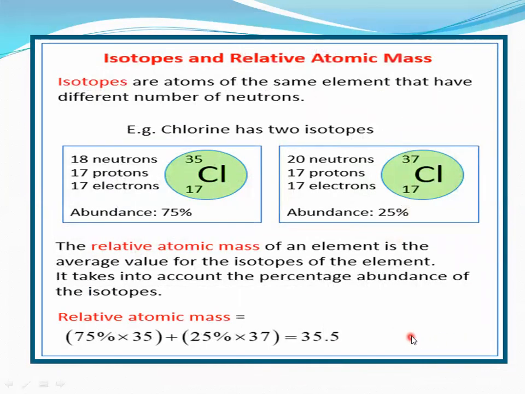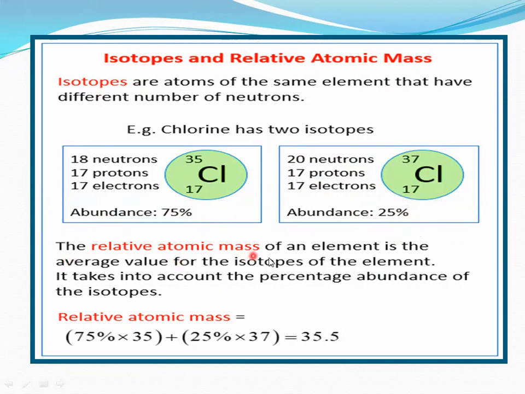Here we are going to practice how to calculate the relative atomic mass of chlorine. As you know, isotopes and relative atomic mass are interrelated. Isotopes are atoms of the same element that have different numbers of neutrons. Chlorine has two isotopes, chlorine-35 and chlorine-37. In chlorine-35, we observe 18 neutrons, 17 protons, and 17 electrons, and it is present in the atmosphere as 75%. Chlorine-37 has 20 neutrons and 17 protons inside the nucleus, mass number 37, and the number of electrons is 17. This isotope of chlorine is present 25% in the atmosphere.